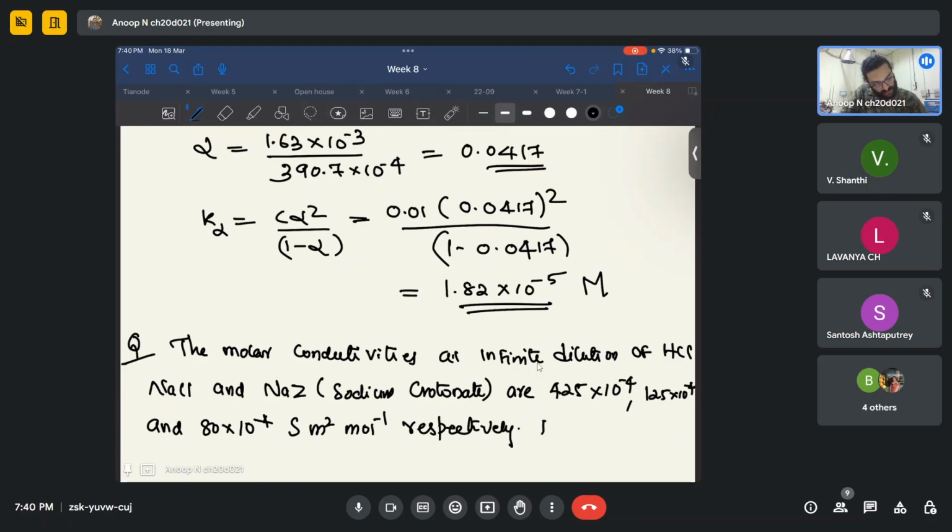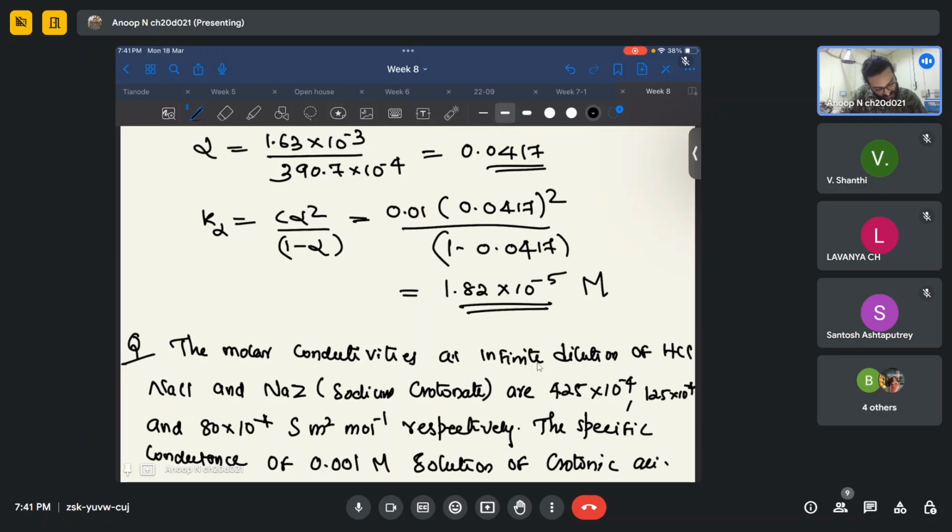Now the specific conductance of 0.001 molar solution of protonic acid, which is nothing but HZ. So please finish it. I'll wait for a minute. I had to change the page.